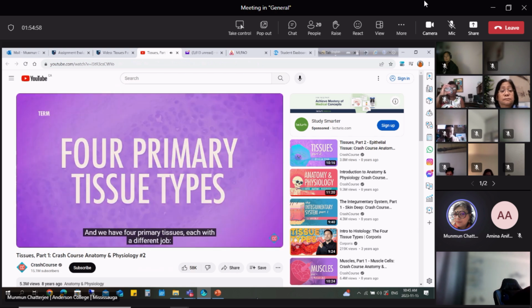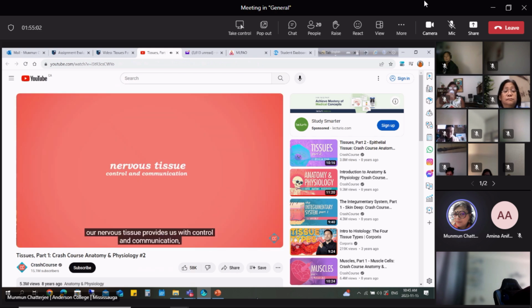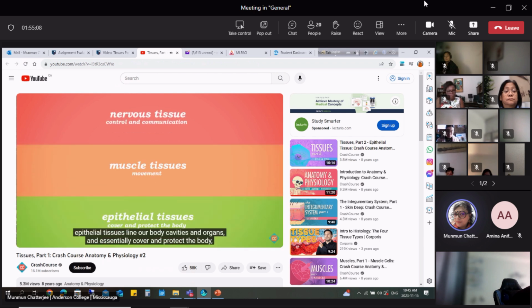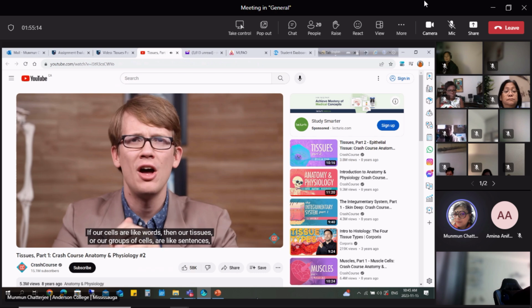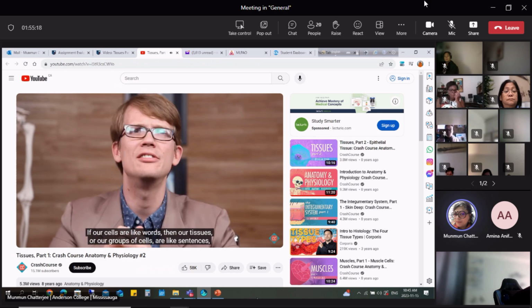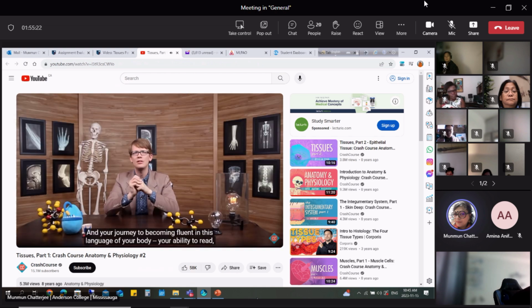And we have 4 different primary tissues, each with a different job. Our nervous tissues provide us with control and communication. Muscle tissues give us movement. Epithelial tissues line our body cavities and organs and essentially cover and protect the body, while connective tissues provide support. If our cells are like words, then our tissues or groups of cells are like sentences, the beginning of a language. And your journey to becoming fluent in this language of your body, your ability to read, understand, and interpret it, begins today.